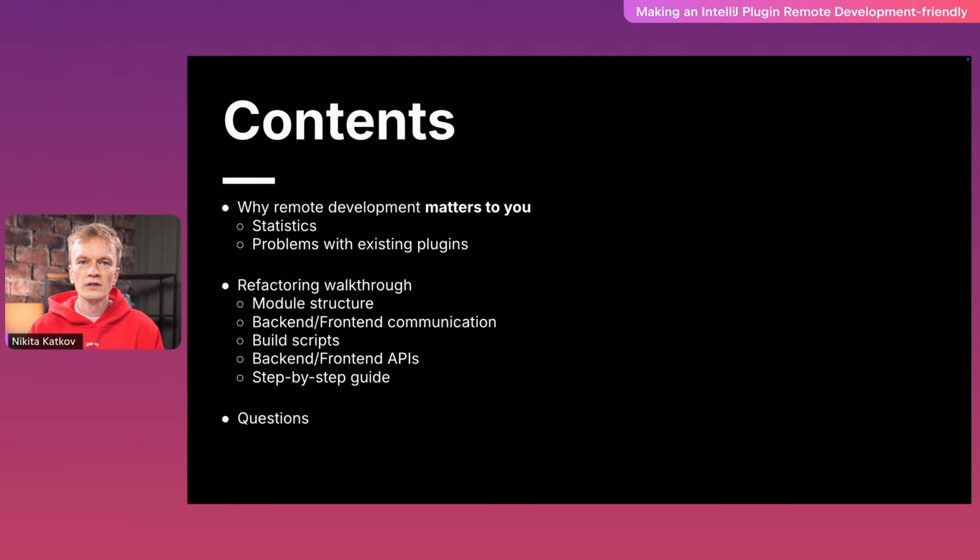Second, we'll cover how to write or migrate a plugin to make it remote development friendly. That includes what project module structure we'll be using, how to set up front-end-backend communication, and how to organize build scripts. We'll also look through a backend and front-end specific APIs list. And, finally, we'll assemble a step-by-step refactoring guide. At last, there will be a questions section.